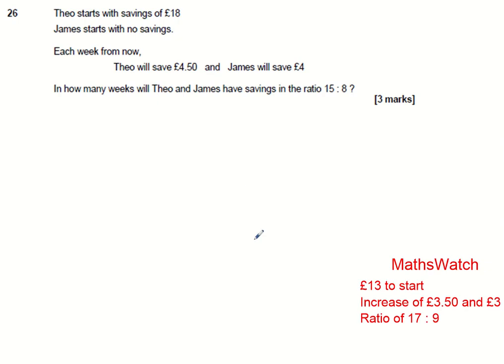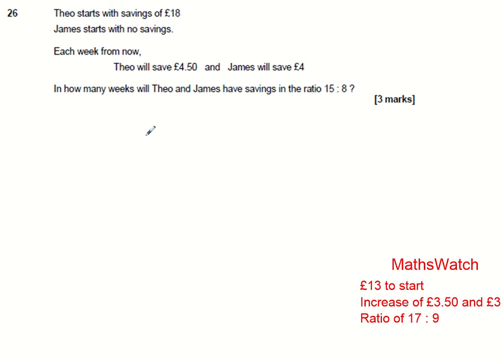Question 26. Theo starts with savings of £18. James starts with no savings. Each week from now, Theo will save £4.50 and James will save £4. In how many weeks will Theo and James have savings in the ratio 15 to 8?